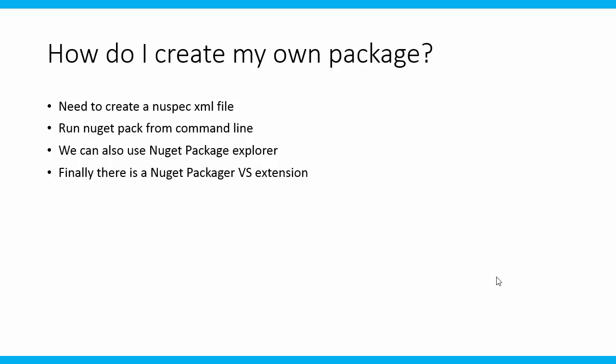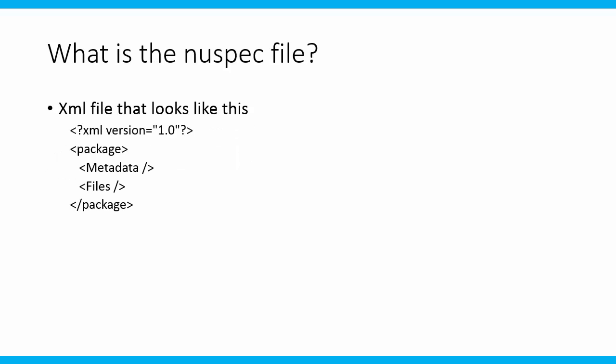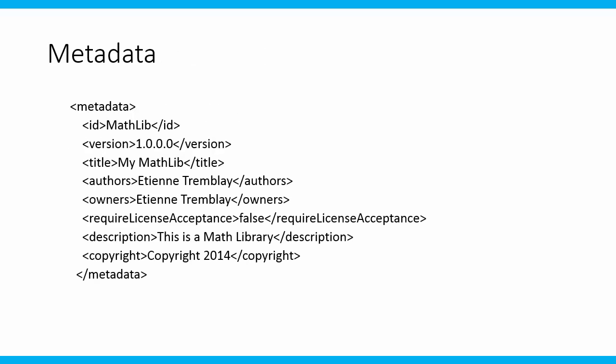If you're planning on using team builds, you're better to create your own nuspec file. So speaking about that nuspec file, what actually is it? Well, it's an XML file that has a package section, which inside has a metadata section and a files section. So what is contained in all those sections? In the metadata section, we have the ID of the package, the version of the package, its title, its authors, requirement of license acceptance or not, some description and some copyright. We can have some other subsections inside of the metadata, which we'll look at in a second.